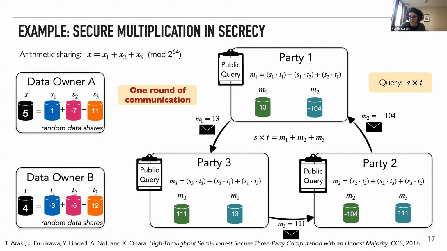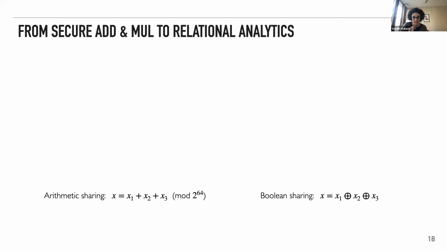So having addition and multiplication, these are universal operations. So I can actually build anything I want on top of that. I can express any computation, including relational analytics. And this is exactly what we've done in Secrecy.